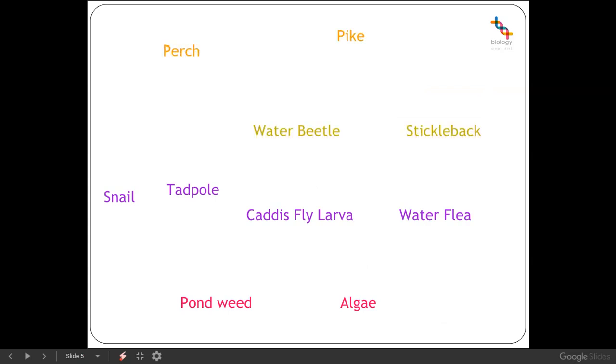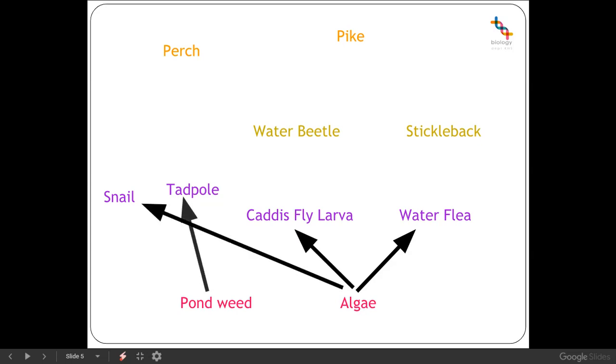So from that, we can then add in our next level, our primary consumers. So that algae is eaten by the water flea, it's also eaten by the caddisfly larva and the snail, whereas pondweed is eaten by the tadpole and the snail and the caddisfly larva. So that gives us those directional arrows showing us which way the energy is moving. It's moving from the pondweed, for example, to the tadpole.